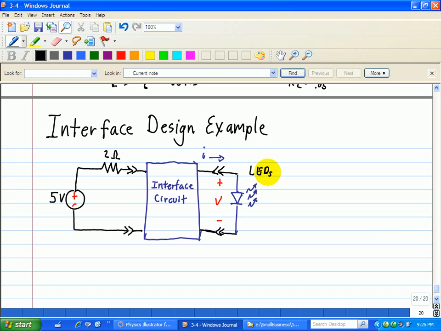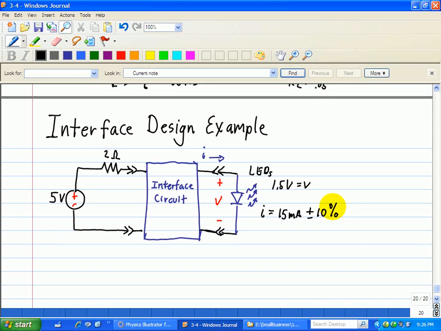So in this circuit, we have an LED operating at 1.5 volts. In other words, that's equal to V, shown here, and is connected to a 5-volt source by an interface circuit. We want to design the interface circuit so that the LED current, I, shown here, is equal to 15 milliamps plus or minus 10%.